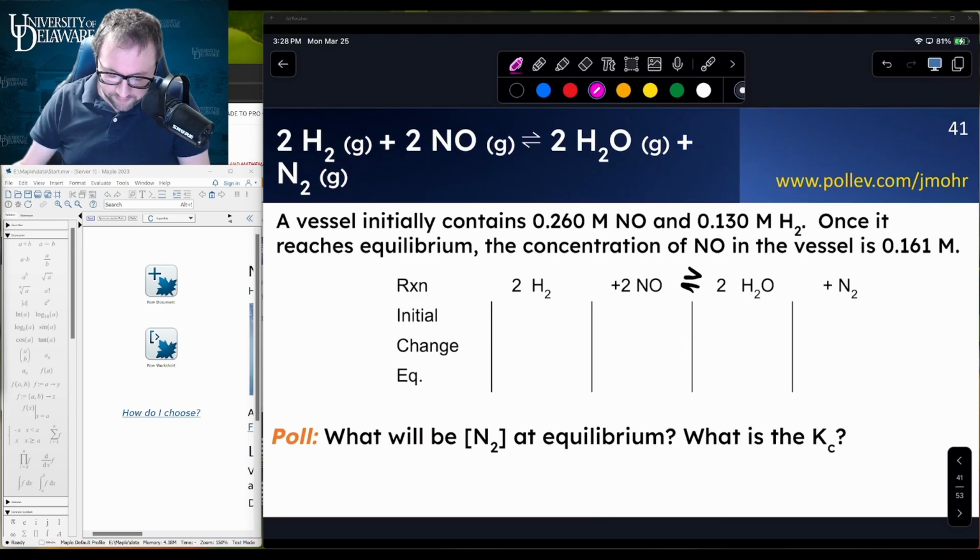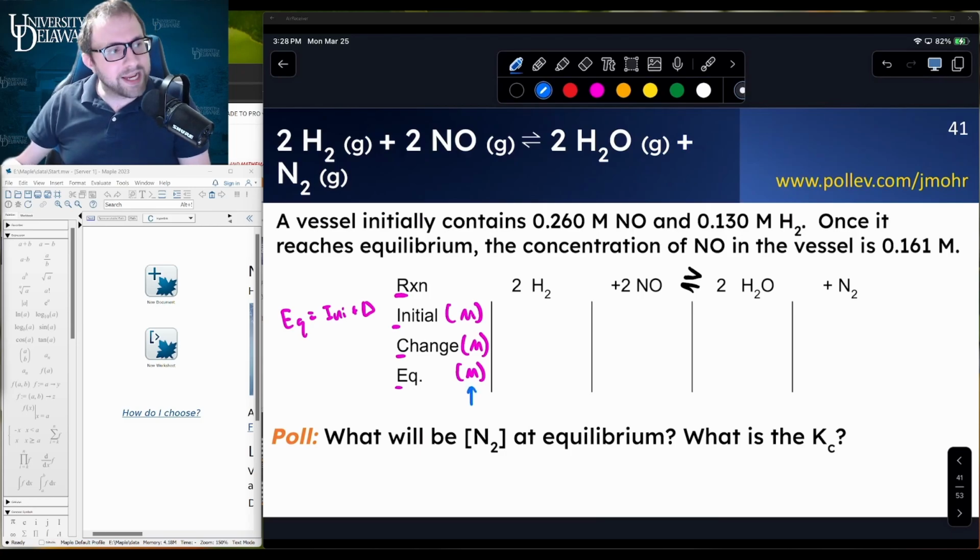So what's a rice table? We have our reaction, our initial concentration. These are going to be in molarity. Our change in concentration and our concentration at equilibrium. All right. Remember that our equilibrium concentration is going to be our initial plus our delta. All right. Do note that these are always in molarity.